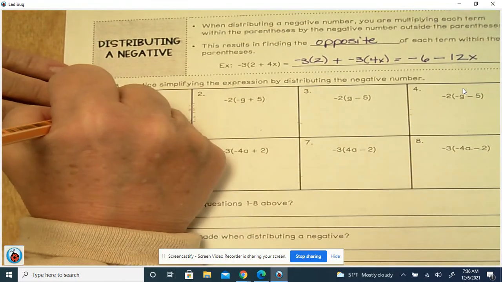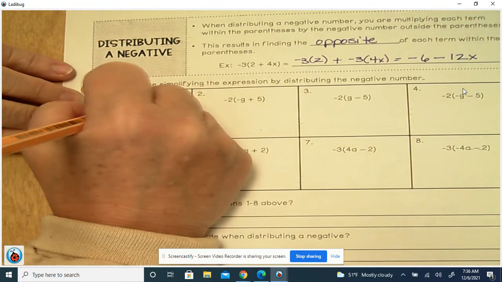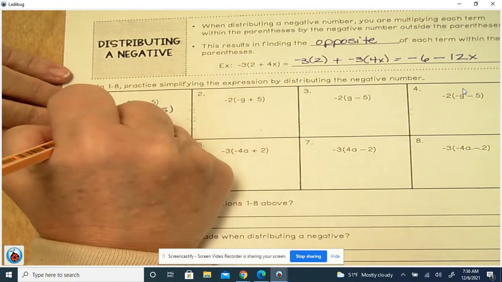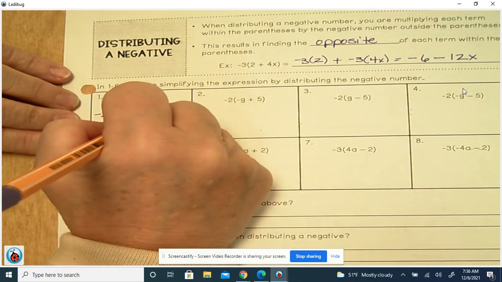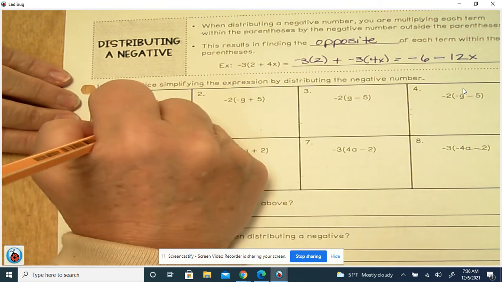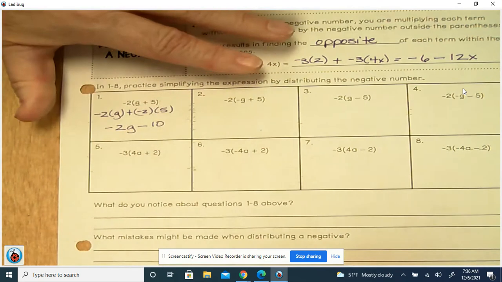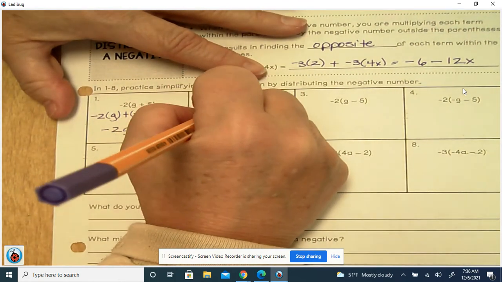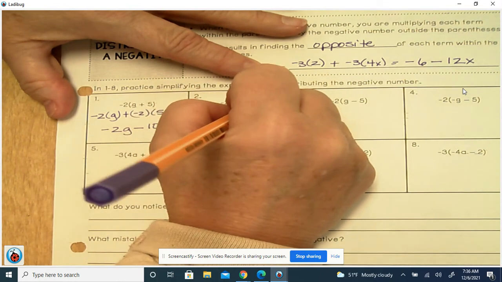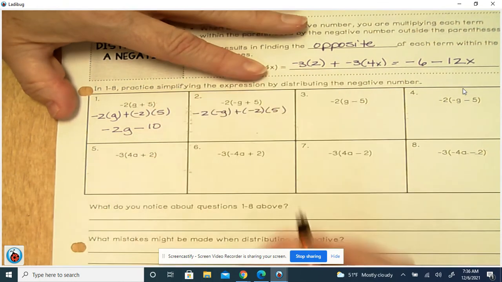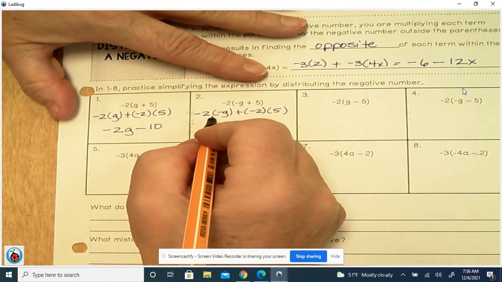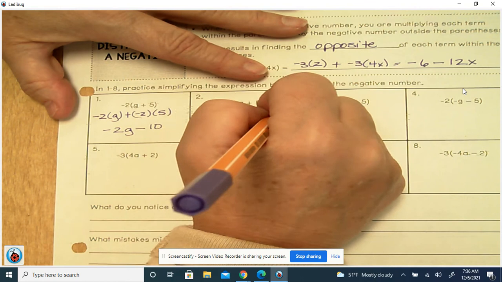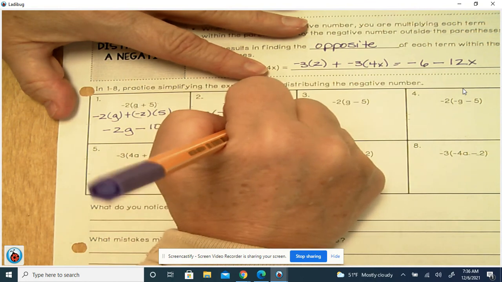So here we have a negative 2 times g plus a negative 2 times 5. And that gives us a negative 2g plus a negative 2 times 5 is a negative 10. Remember, subtraction of 10 is a negative. Number 2, a negative 2 times a negative g plus a negative 2 times 5. A negative 2 times a negative 1g gives us 2g, and a negative 2 times 5 is a negative 10.